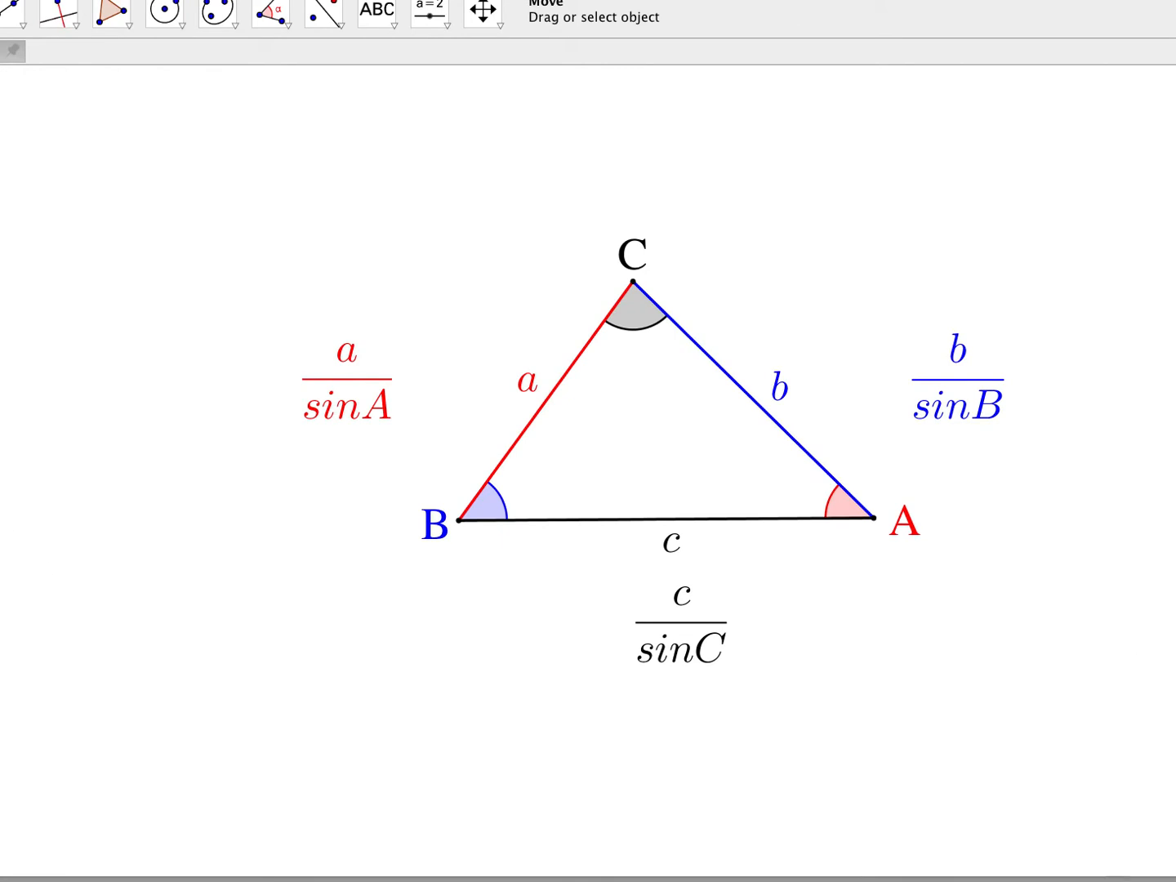Here are the pairings. Side a and angle A are opposite to each other. Opposite angle B is side small b. Opposite angle C is side small c.